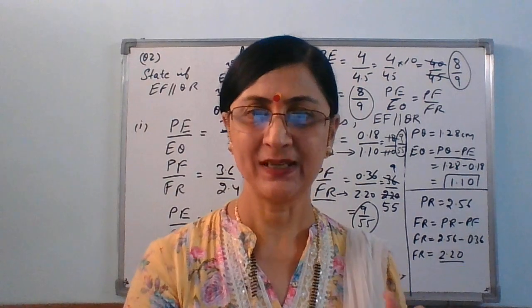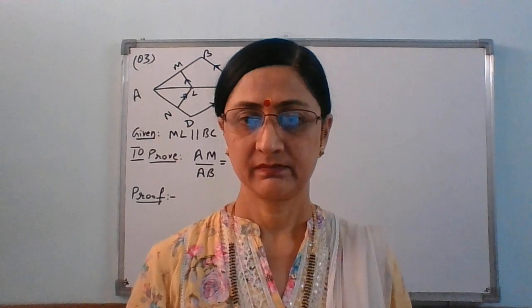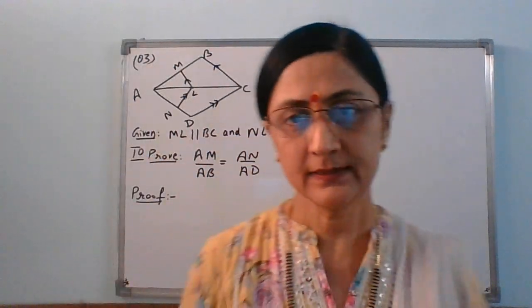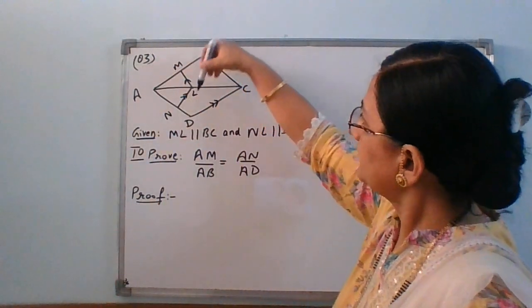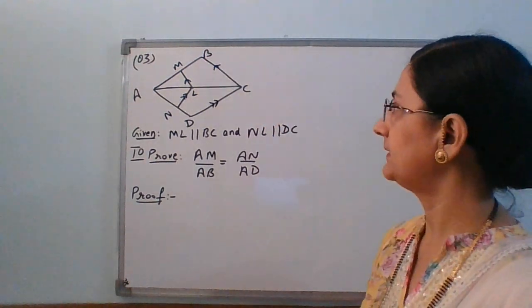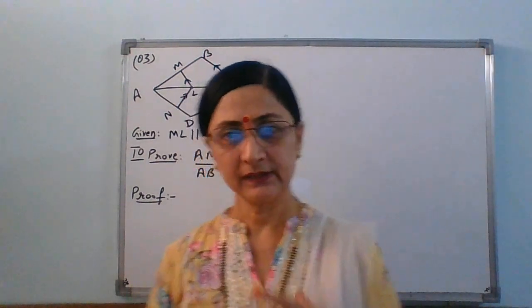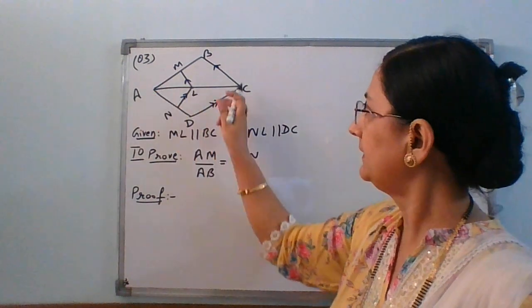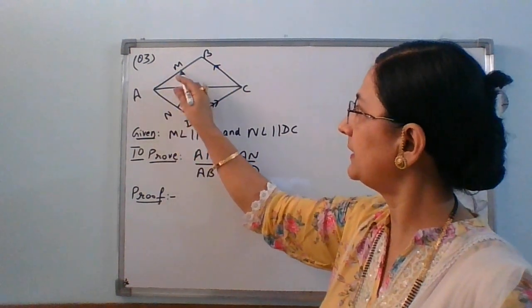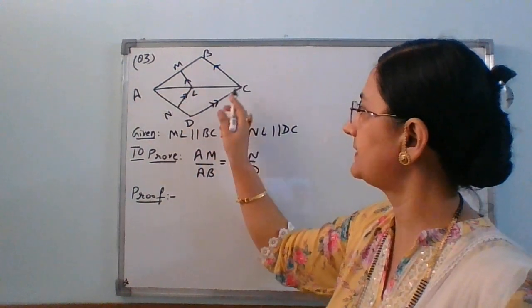Now let us do the next one, children. Now we'll be doing question number 3. This type of figure is given here. This LM is parallel to BC and this LN is parallel to this DC, right? So here in this triangle, these two sides are parallel, so we'll be writing the sides in ratio. AM upon MB is equal to AL upon LC.